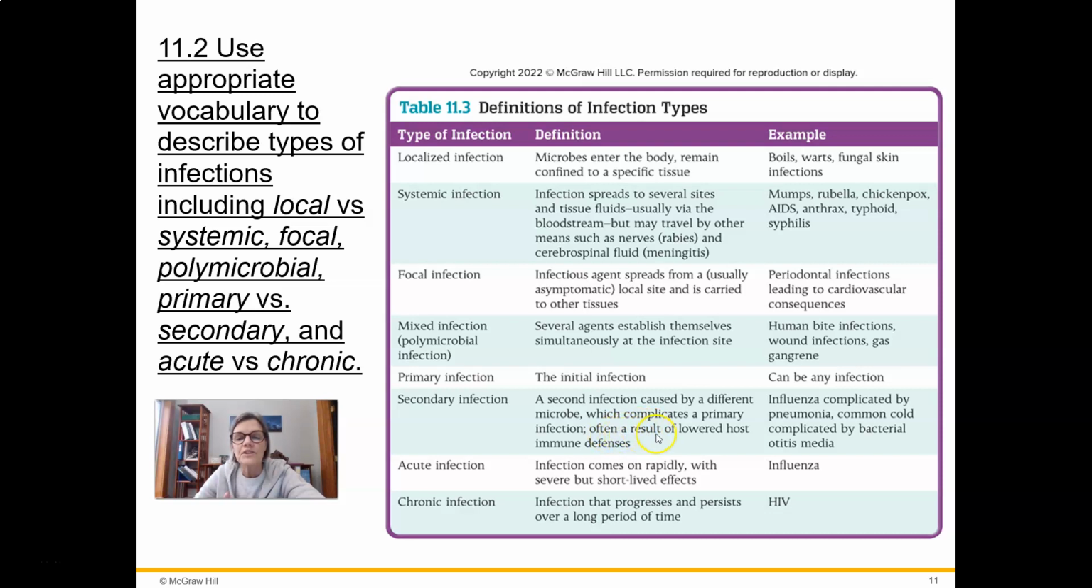And so it says often a result of lower host immune defenses. You've been fighting this infection. Well, what it does is it makes you susceptible to a second infection. So you get the flu, but then you get bronchitis from bacteria. And so the flu would be the primary infection, the bronchitis would be the secondary infection.